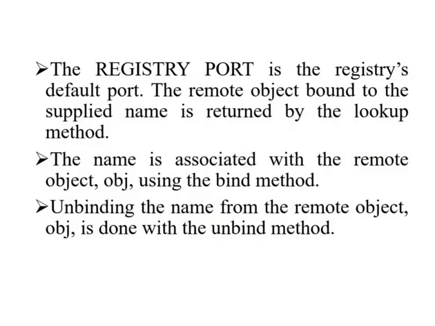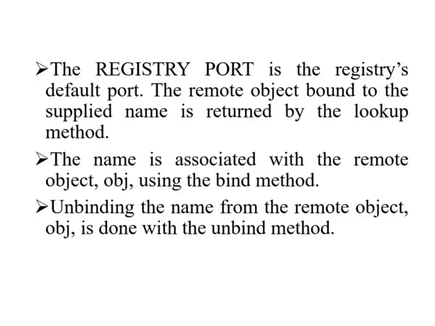Unbinding the name from the remote object is done with the unbind method. The NotBoundException is thrown if the name is not already bound to an object. The list method returns an array of strings that contains a snapshot of the registry names. The return value is a snapshot of the registry contents.